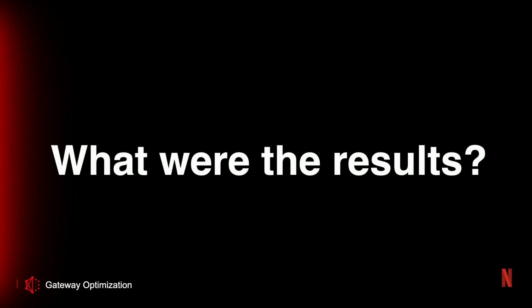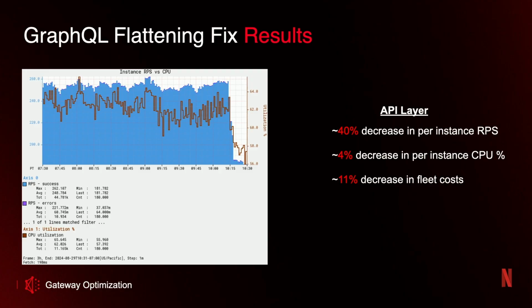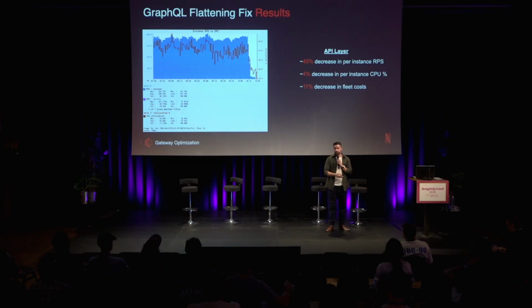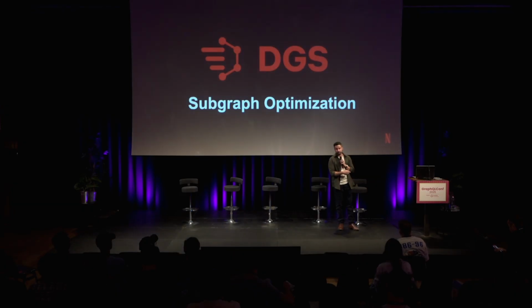So moving into the results of this particular fix, we had a 40% decrease in per instance RPS. We had a 4% decrease in per instance CPU percentage, and an 11% decrease in fleet cost just at the API layer. Obviously, that doesn't count all of our downstreams beneath us. So it was something that at least had us at parity for our migration, and it allowed us to roll out the rest of that system smoothly.